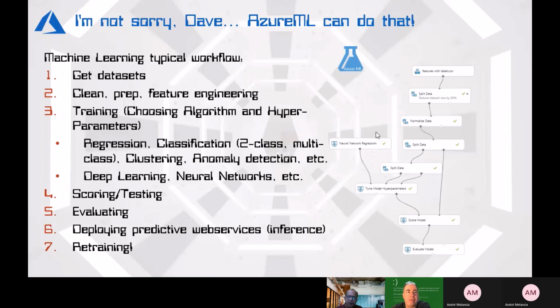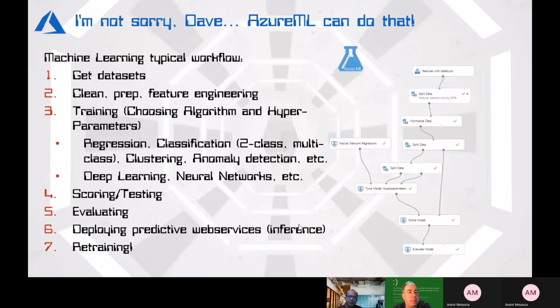Now, this one is graphical because in Azure Machine Learning, you can actually use a graphical interface, but there's also code using Python, using R, etc. But you also have AutoML. So with AutoML, you just get the data in, all of this is processed for you, and you just get results.